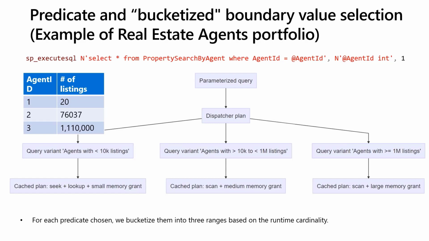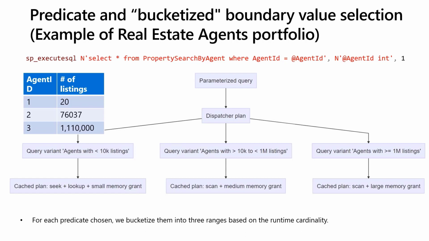So let me take just a second or two to talk about this long and confusing sounding title, PSP and bucketized boundary value selection. I do have as a subtitle, well, actually in parentheses, we're going to use an example of a real estate agent office to make the implementation of PSP a little easier to grasp graphically.